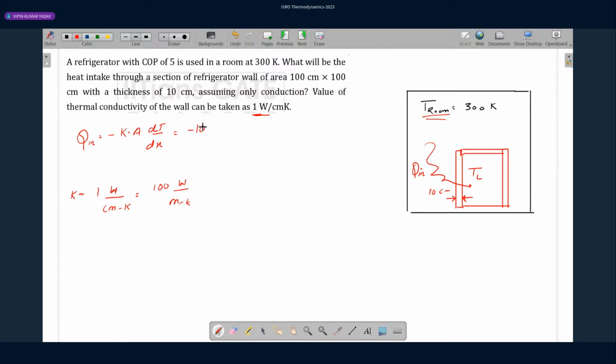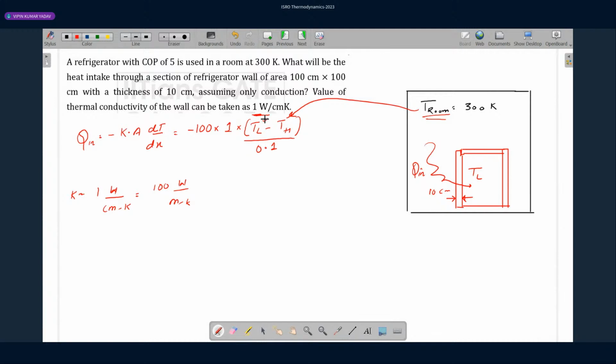So it is minus 100. Area is how much? Area is 100 centimeter into 100 centimeter, so it is basically 1 into 1 meter, 1 meter square. Okay. Now dT is T lower minus T higher, which is room temperature, upon the thickness, which is 0.1. So this higher is room temperature. I need to find out T lower.